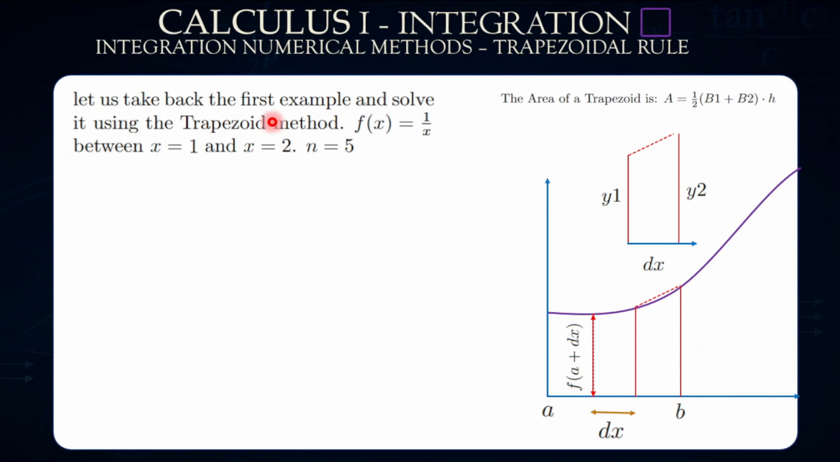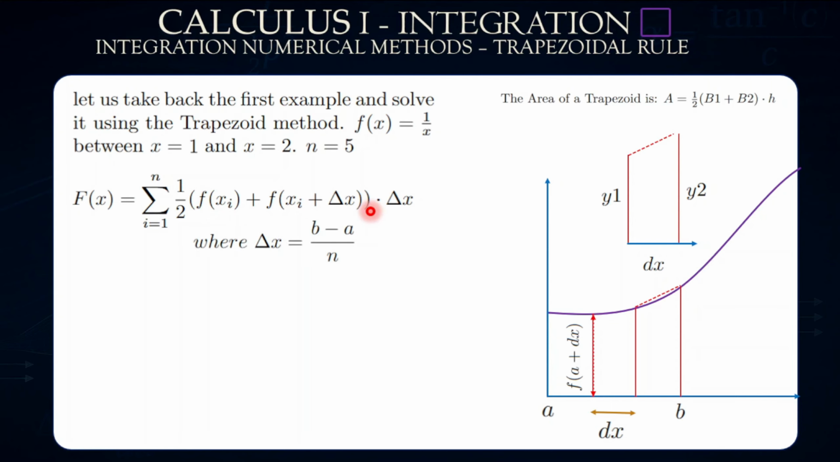Let's take back the first example and solve this example that we've seen previously using the trapezoidal method. f(x) is equal to 1 divided by x between x equal 1 and x equal 2, n equal 5, which is the number of steps. Again, f(x) is equal to sigma i equal 1 to n of 1/2 (f(xi) plus f(xi plus delta x)) times delta x, where delta x equal b minus a divided by n, which is 0.2: 2 minus 1 divided by 5.